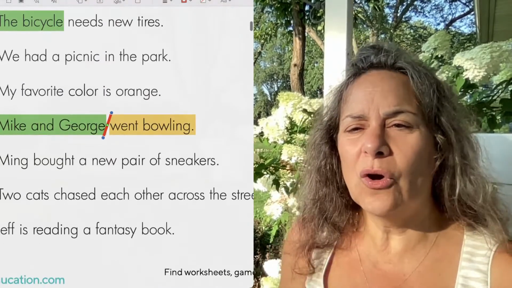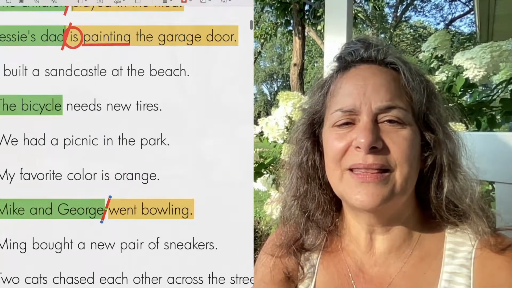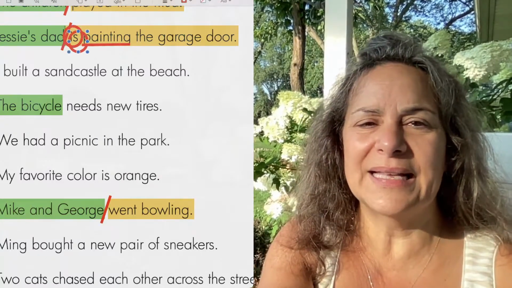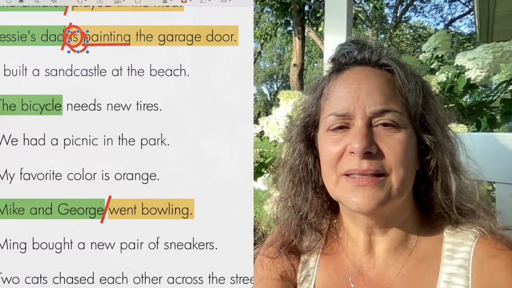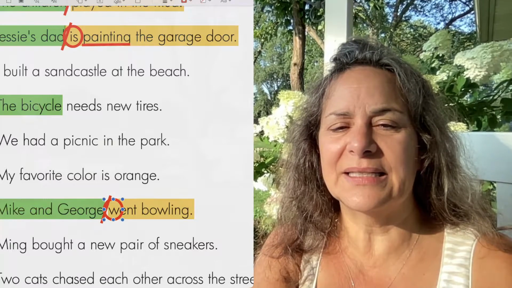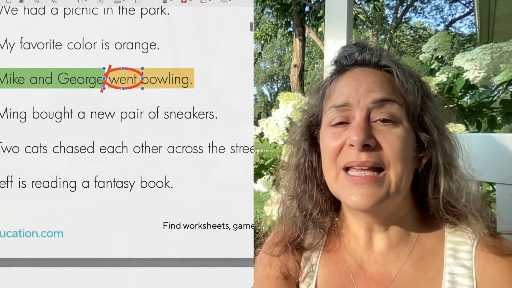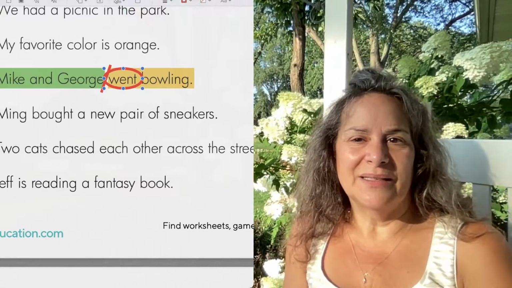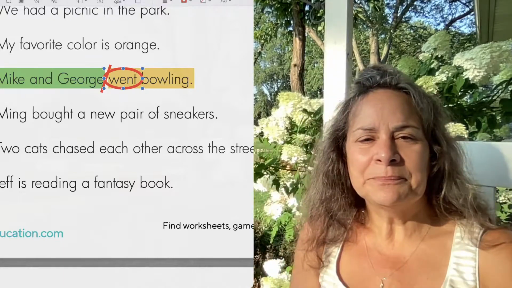Mike and George went bowling. Notice that this sentence also has a helper. Went. That shows when it happened was in the past. It's not happening now. It happened in the past. The action is bowling. Went is the helping verb.